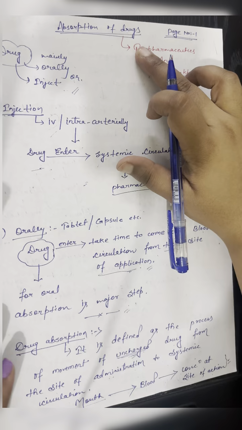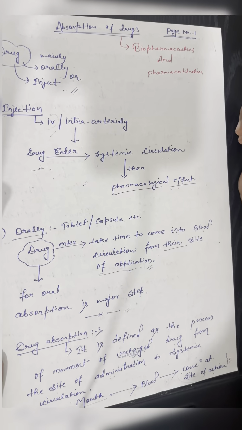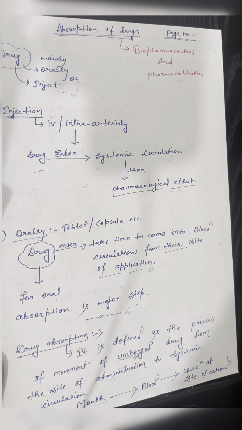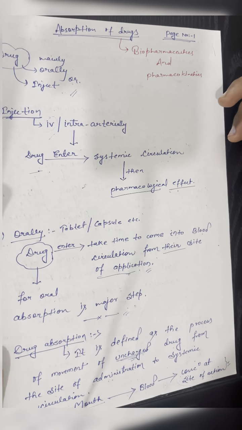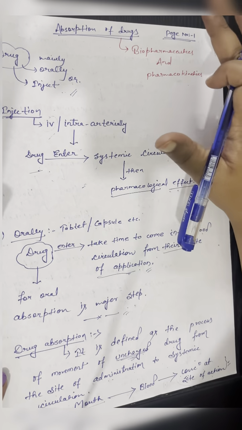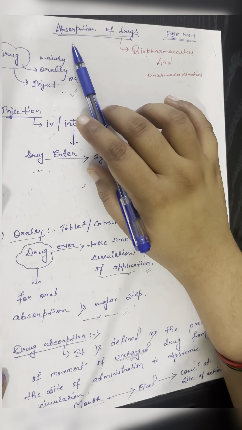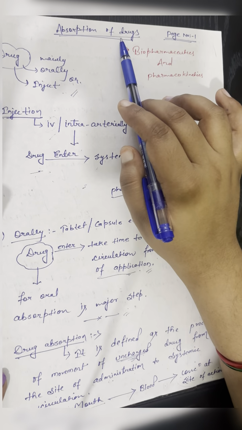The absorption of drugs, or BPK, comes under the Pharm D topics, under B Pharmacy 6th semester I think, or Pharm D 4th year. It's an important subject in the 4th year. Here we talk about the second chapter, that is absorption of drugs.